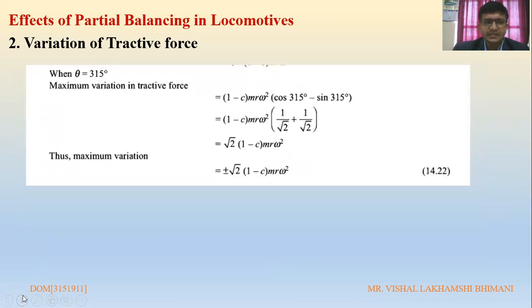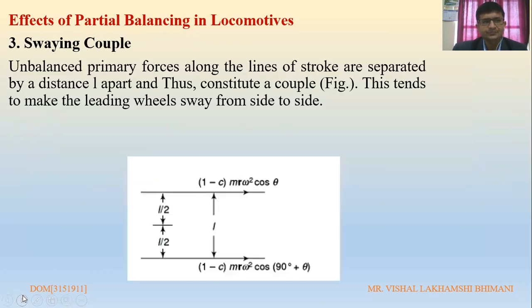And while we consider theta equal to 315 degrees, the maximum variation in tractive force is (1 - c) m r omega square (cos 315 degrees - sin 315 degrees), then (1 - c) m r omega square (1/root 2 + 1/root 2), and on simplification that is root 2 (1 - c) m r omega square. So the maximum variation, if we consider, is plus or minus root 2 (1 - c) m r omega square. That is the variation of tractive force while applying that unbalanced system in locomotives.